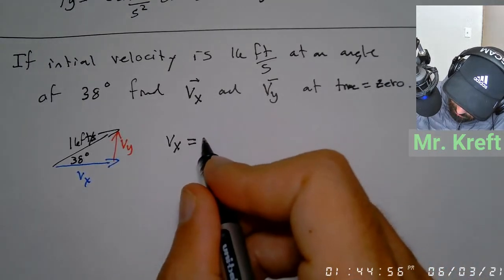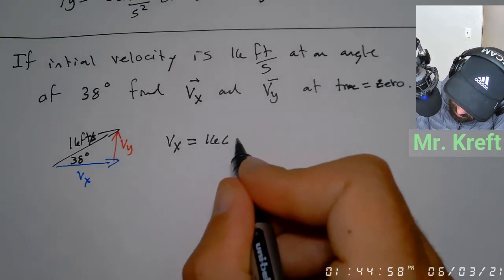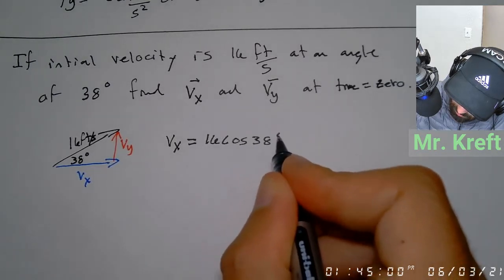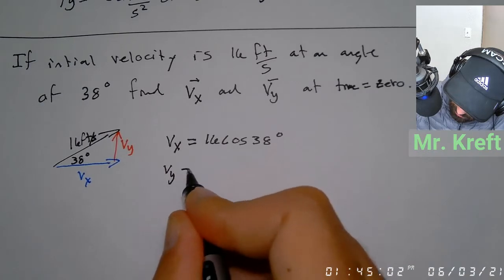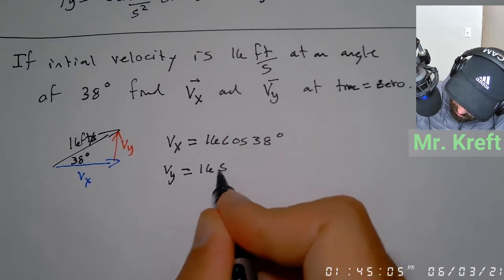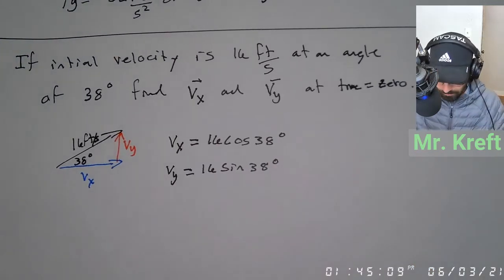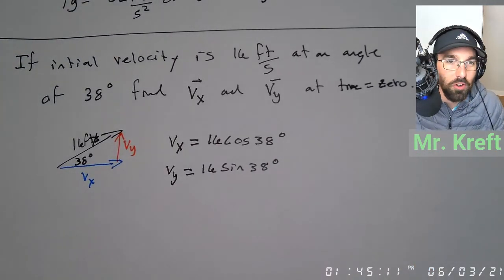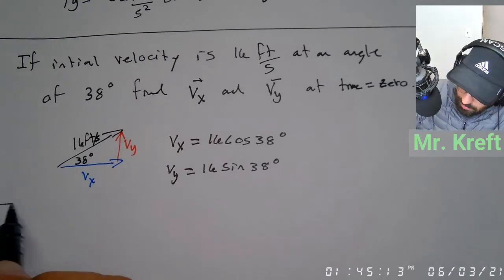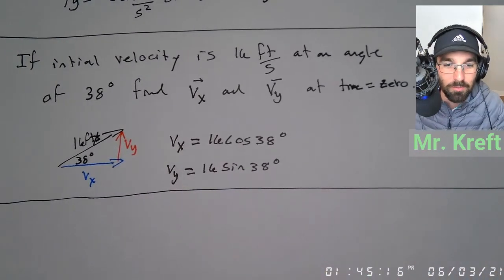All right, so this is just trig, right? So Vx is going to be 16 cosine of 38 degrees, and v of y is going to be 16 sine of 38 degrees. Okay. So I'm just showing you how trig comes into this because I'm kind of doing a crash course in physics.